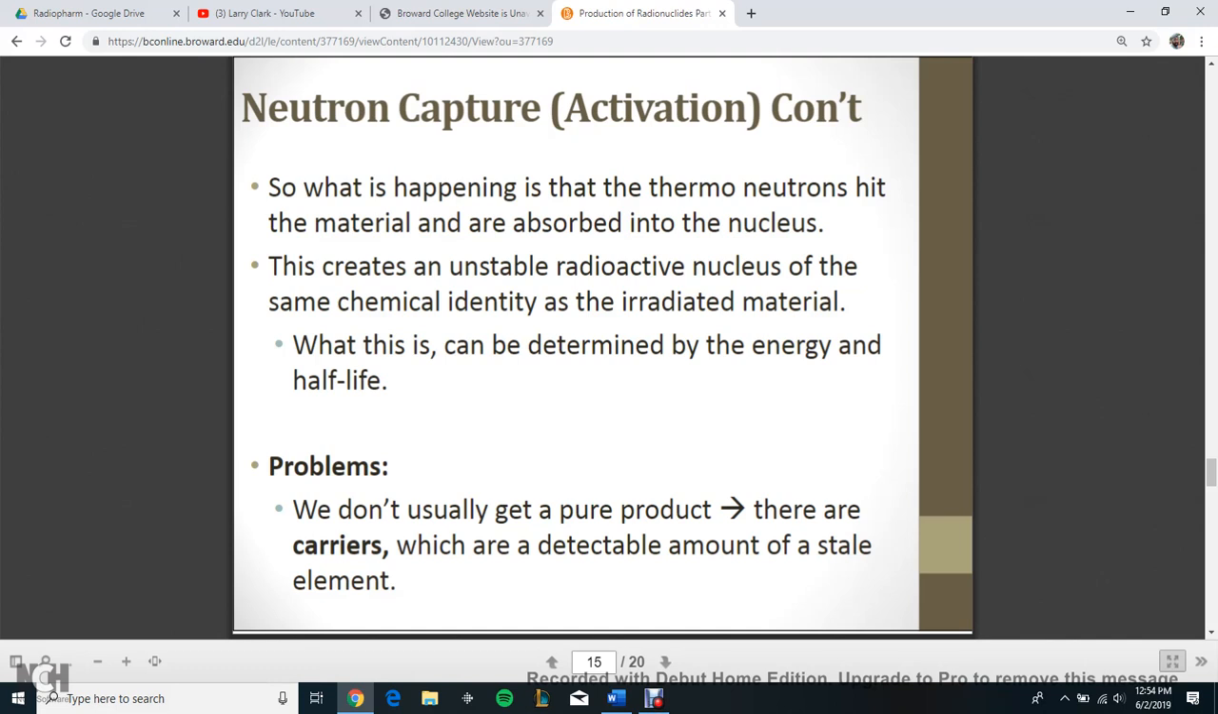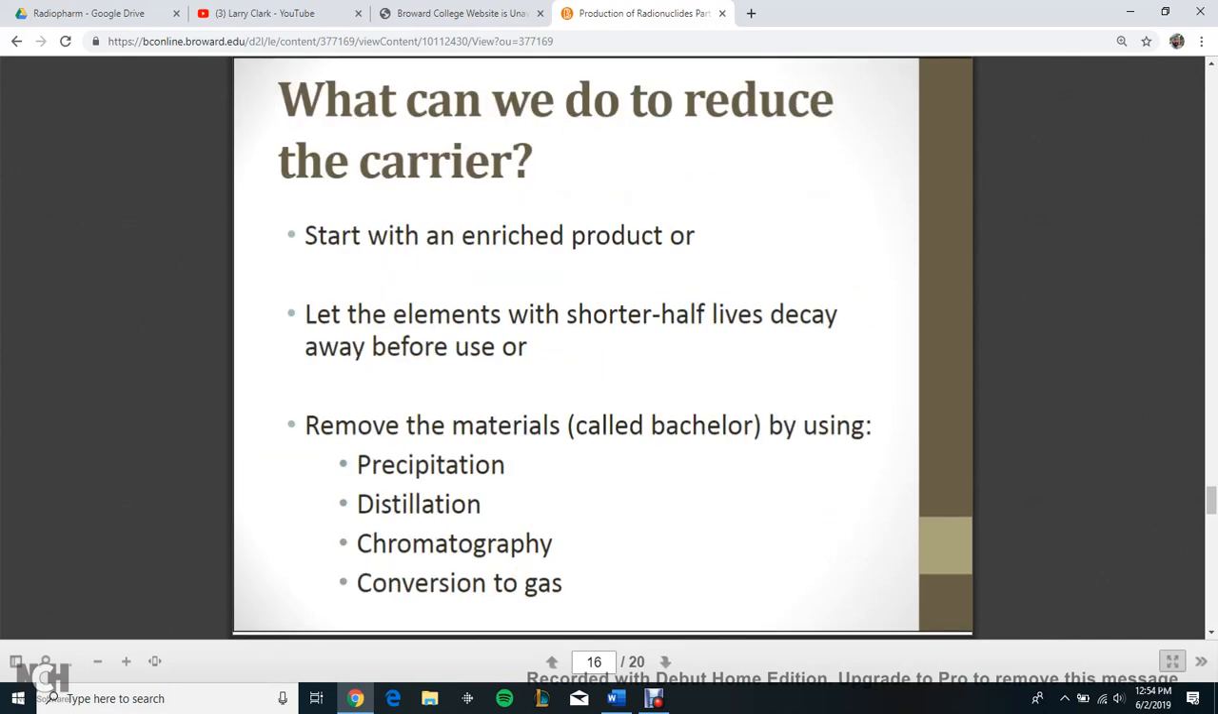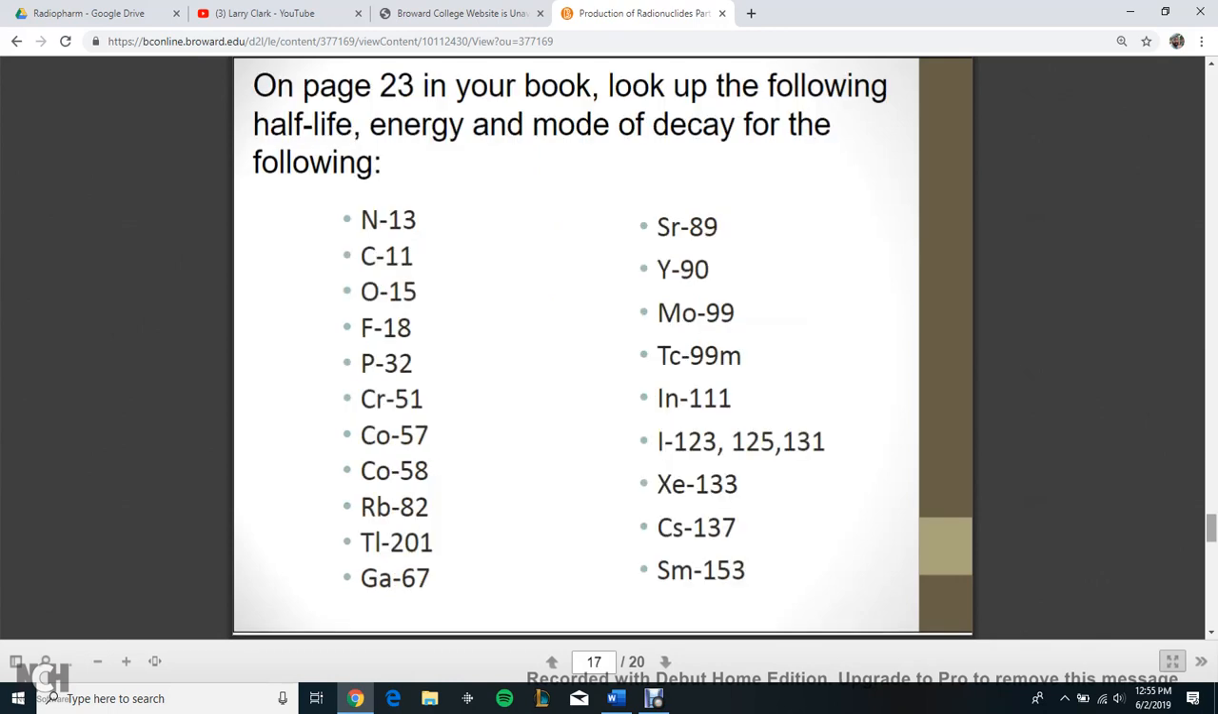The problem is we don't usually get a pure product. There are carriers, which are a detectable amount of stable element. What can we do to reduce the carrier? Start with an enriched product, or let the elements with the shorter half-lives decay away before use, or remove the materials called carriers by using precipitation, distillation, chromatography, or conversion to gas.